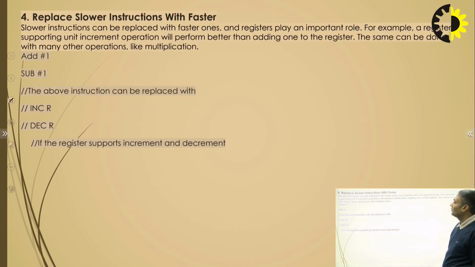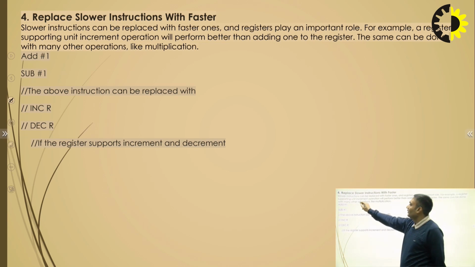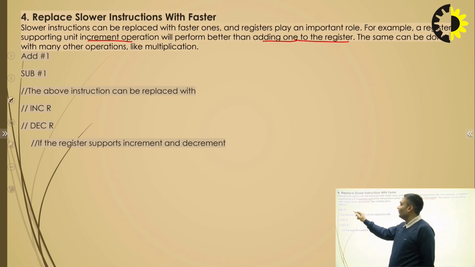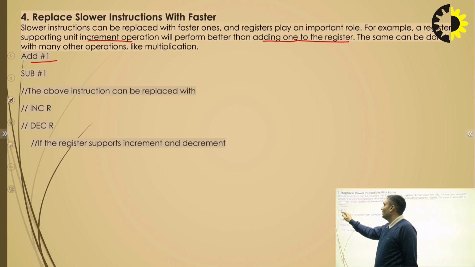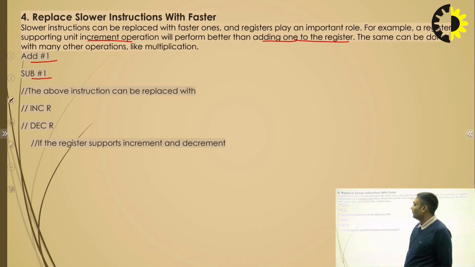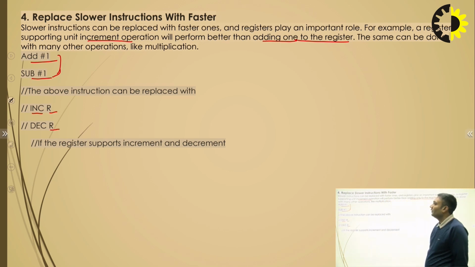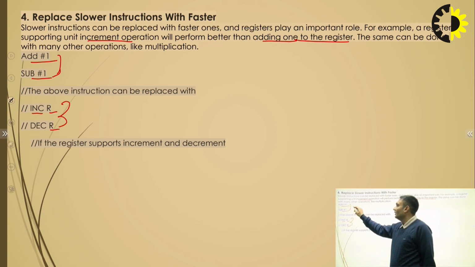Now, replacing slower instructions with faster instructions. Here the slower instruction will be replaced with a faster one, and the CPU register plays an important role in doing this. For example, a register supporting a unit increment operation will perform better than adding one to the register. So if I'm adding 1 to some value or subtracting 1 from a value in memory, I can replace this code, add +1 or subtract -1, with incrementing the register value or decrementing the register value. This will be faster code than the other one.